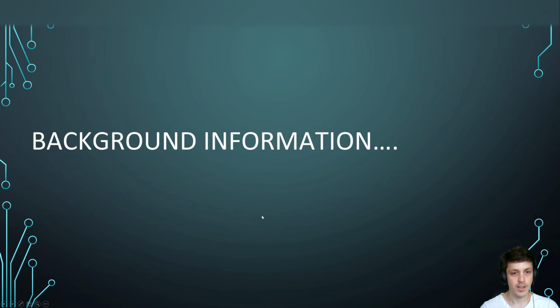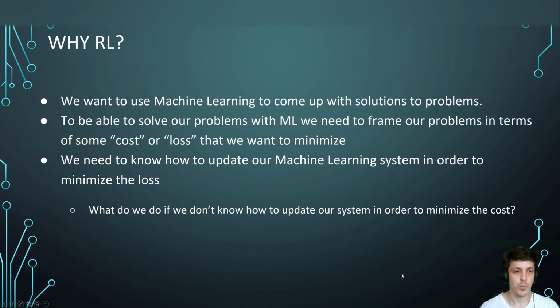Firstly, a bit of background information and motivation: what is reinforcement learning and why do we need it? We use machine learning, if you're familiar, to come up with automated solutions to problems. It's a data-driven automation technique. With machine learning, we need to define some sort of objective, some sort of cost or loss that we want to minimize, or some objective we'd like to achieve. With that objective, we need to know how to update our machine learning system in order to minimize that cost, minimize the loss, or achieve the objective.